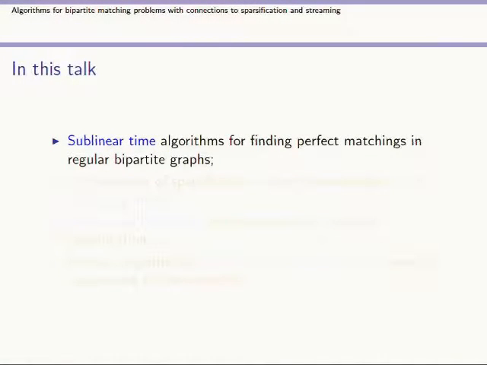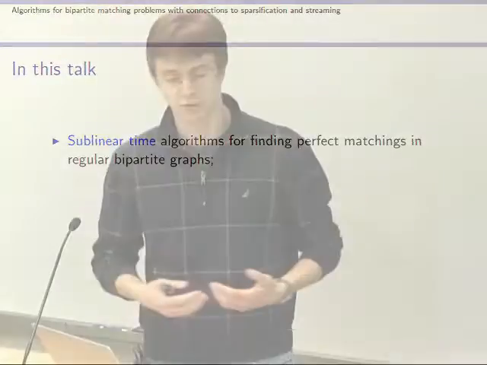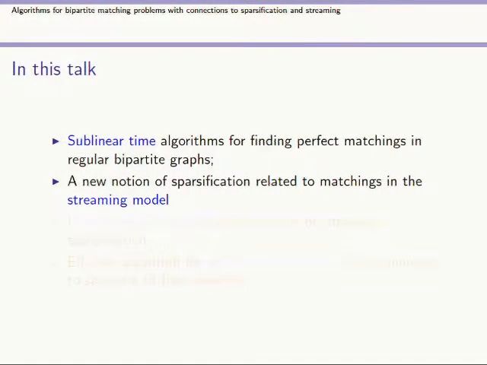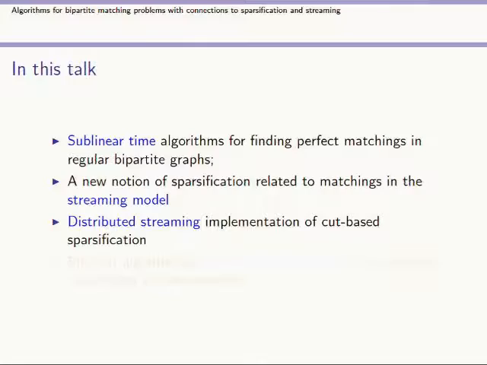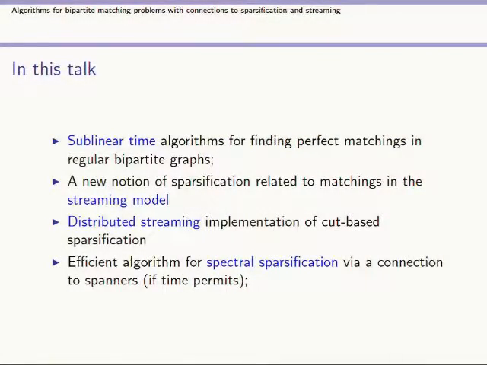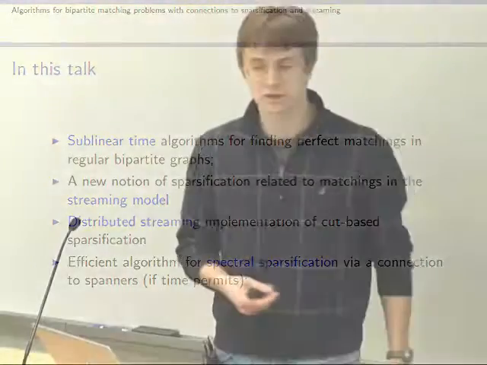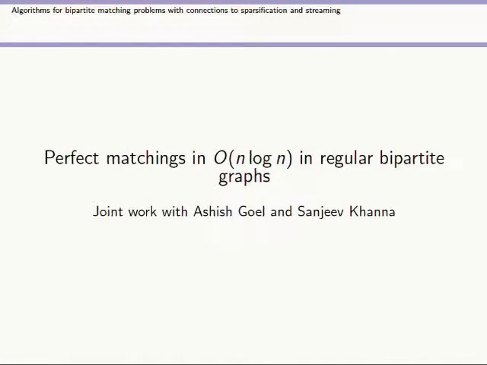More precisely, this talk will have three or four parts, depending on how much time I have. I will first present some sublinear time algorithms for finding perfect matchings in bipartite regular graphs. Then I will talk about a new notion of sparsification related to matchings in the streaming model and show some applications. Then I will mention some work that we did on getting a distributed streaming implementation of cut sparsification, and finally, some connections between spectral sparsification and spanners leading to effective algorithms for spectral sparsification. Great. So let me start.